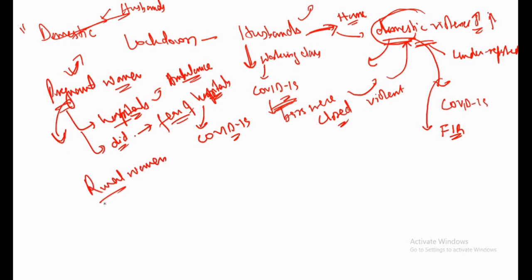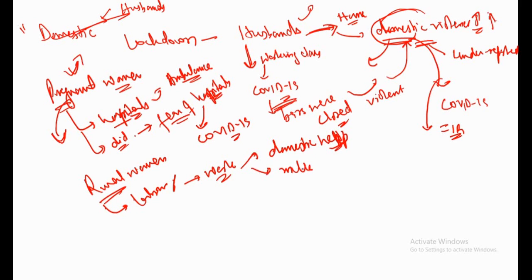Rural women, or the working women of rural areas, had their labor impacted because they could not get work. Earlier they were working as domestic help in urban areas, so they had to return back to their homes. They were dealing with milk production and selling. They were earlier selling milk, so this was impacted. There was impact on rural women because they could not get work. This was disproportionately more on women as compared to men.